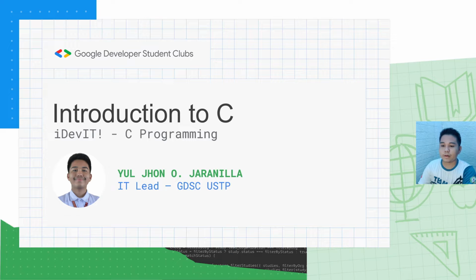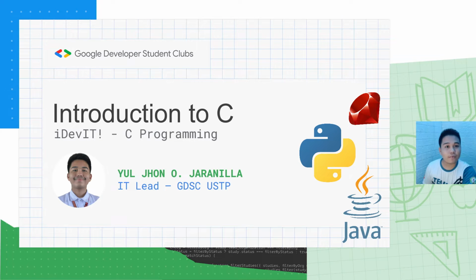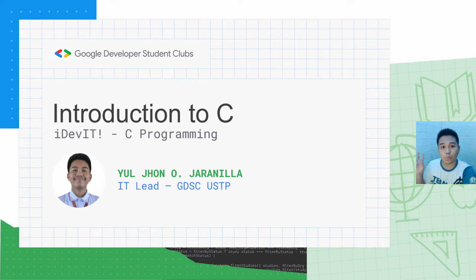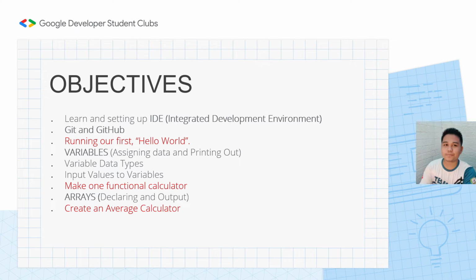So if you are wondering why C, when there are many other programming languages, like Python, Ruby, Java, and many say that C is better. The reason why we chose this programming language is that C programming is the basic foundation. If you ask our seniors, they will say that if you know C, you can easily learn the other programming languages. Okay? So, let's start.